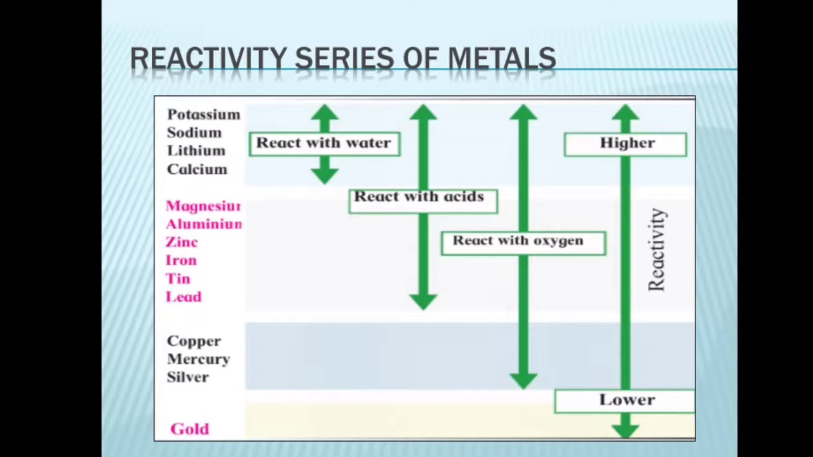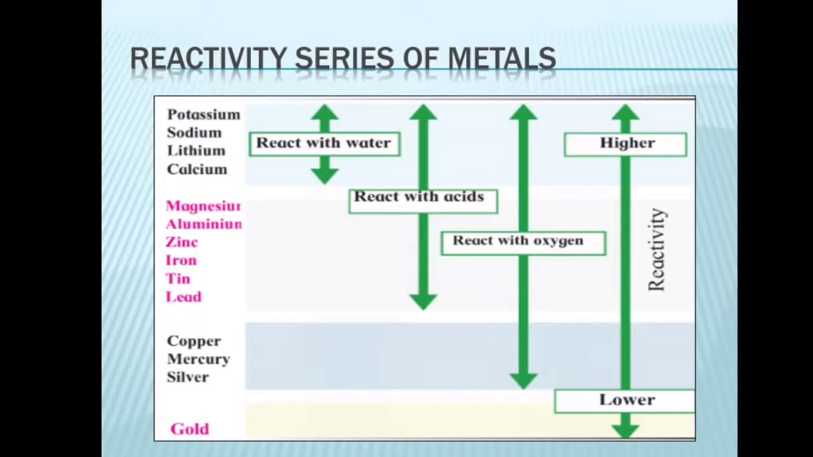Reactivity series of metals. Scientists have developed the reactivity series by doing many experiments of displacement reaction. The arrangement of the metals in the increasing or decreasing order of reactivity is called the reactivity series of metals. Metals are divided into groups according to their reactivity.